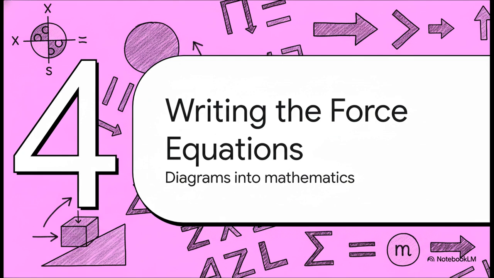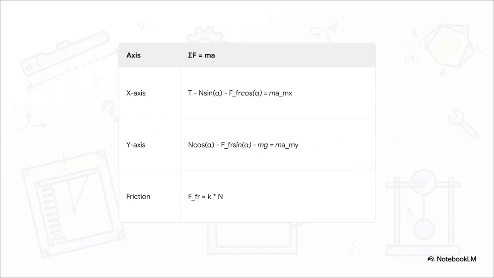Time to turn our pretty pictures into cold, hard equations. We're just going to apply Newton's second law. You know it: sum of the forces equals mass times acceleration, to each body and for each direction. Let's start with block m.